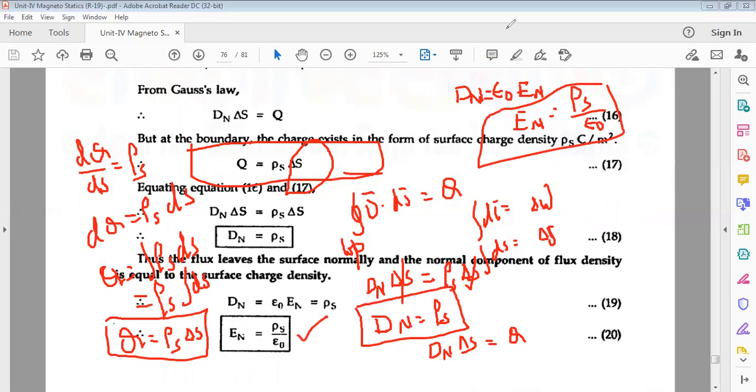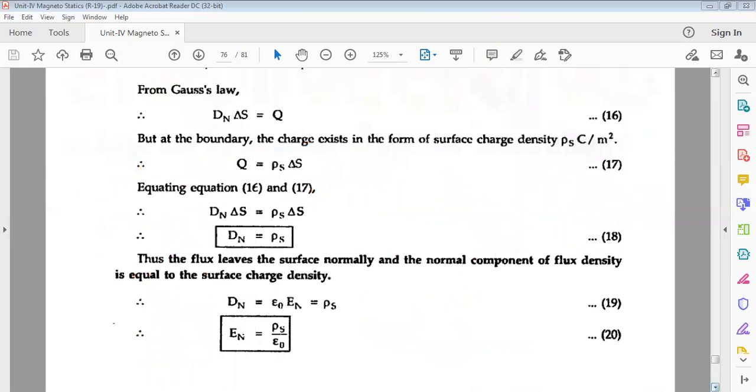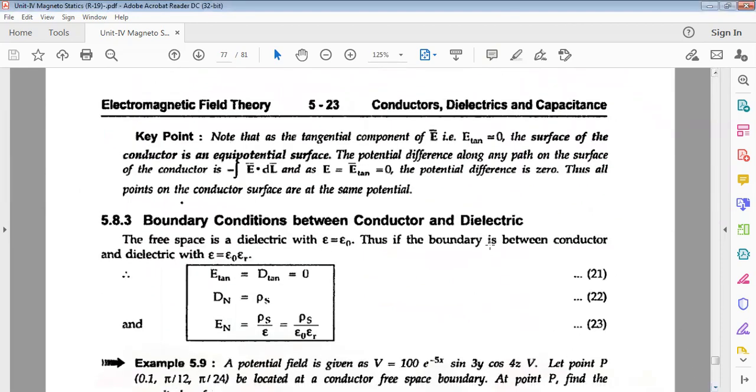So here we got the boundary conditions: the tangential component E tan is equal to 0. The surface of the conductor is an equipotential surface. The potential difference along any path on the surface of the conductor, E bar dot dl bar, as E bar is equal to E tan, is equal to 0.